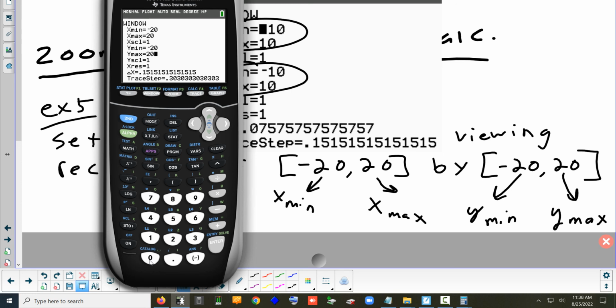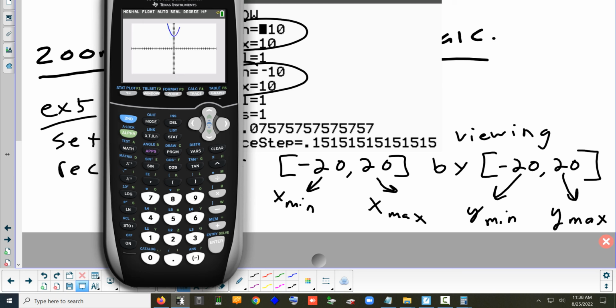The other thing, the X scale and the Y scale, are not really important. That's just how many tick marks are going to be on the screen. We're never really going to be counting tick marks for anything. So I don't really care if you put a tick mark every 1 unit, or if you didn't want to see as many, you could put one every 5 units. Not important, so don't worry about that. And then just hit graph.